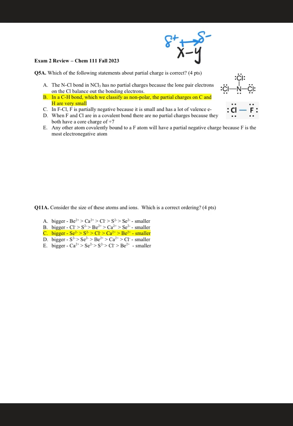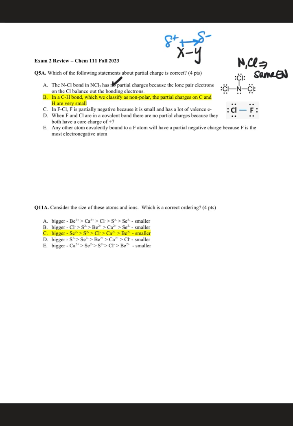Well, if you look at the electronegativities of nitrogen and chlorine, they have the same electronegativity, which means that there is no bond dipole like this. So that means that there are no partial charges. So this part is correct. But the question is, is the explanation correct?